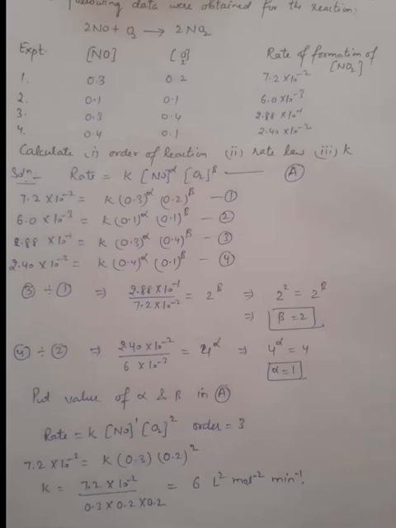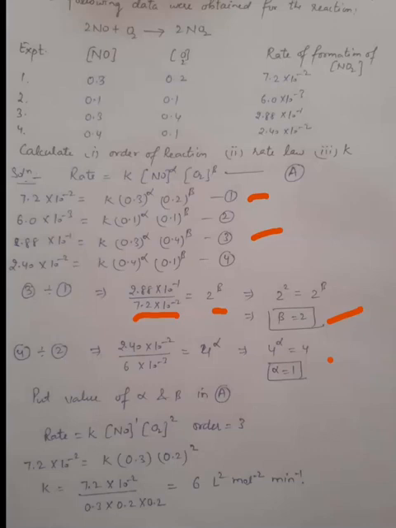Now we will see the common concentration. Like in equation number 3 and equation number 1, concentration of NO is same. So if we divide 3 by 1, then we will get 2.88 into 10 to the power minus 1 divided by 7.2 into 10 to the power minus 2 equal to 4, that is 2 to the power beta. So 2 to the power 2 equal to 2 to the power beta, beta equal to 2. Similarly, we see for alpha. Now the concentration of O2 is same in equation number 2 and 4. So 4 divided by 2 we get 4 to the power alpha equal to 4. So alpha equal to 1.